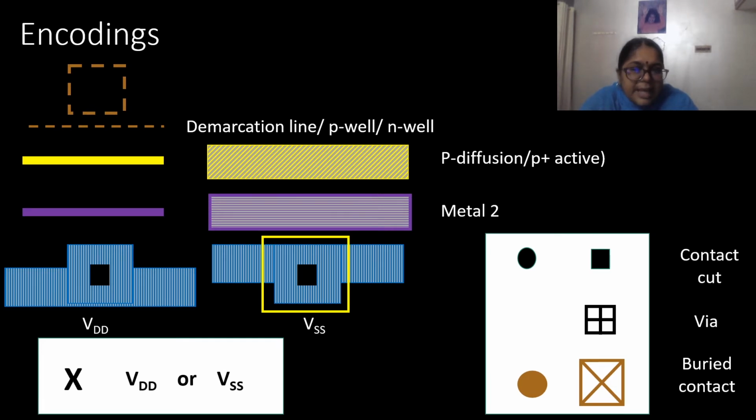In the stick diagram, whether it is P well or N well, it is shown using the demarcation line. P diffusion cannot cross the demarcation line and come down. Similarly, N diffusion cannot cross the demarcation line and go up. The PMOS transistors will be placed nearer to VDD and NMOS transistors will be placed nearer to VSS.